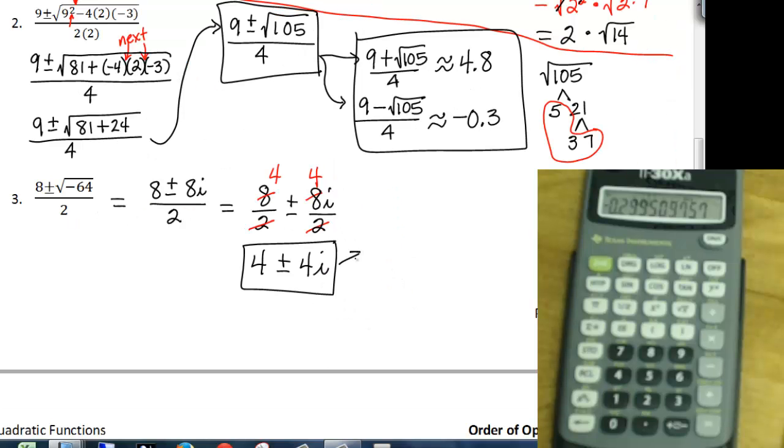I need to break it into the two separate expressions that it's telling you it's equal to. One of them is 4 plus 4i, and the other is 4 minus 4i. And there's nothing else I can do since they're already in an equivalent decimal form.